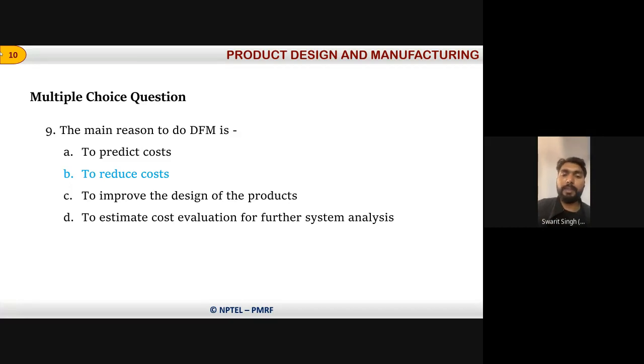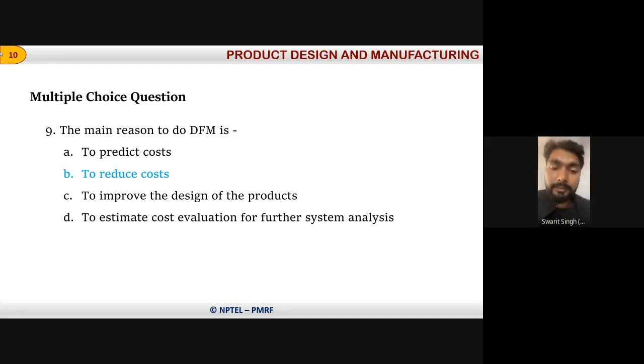So as per the demand of the user or as per the feedback from the user, you have to alter the design. So the improvement in the design of the product is at that particular stage, not in the design for manufacturing, and to estimate the cost evolution for further system use. So obviously it is not done in this case. The correct option is to reduce the cost of the product.